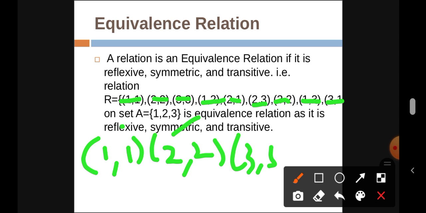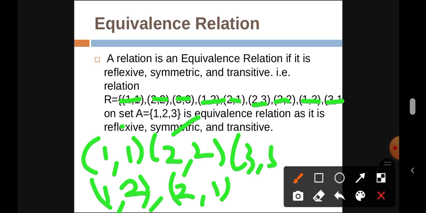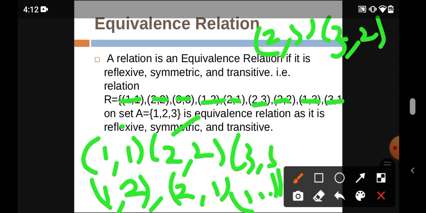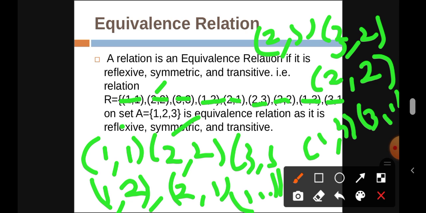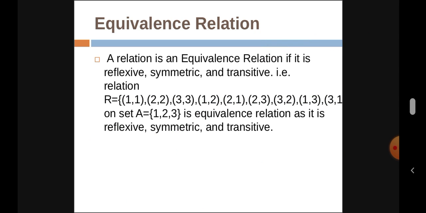Then next one is transitivity. Transitivity means (1,2) is there and (2,1) is there, so it should be (1,1), and (1,1) is also there in the relation. And next is (2,3) and (3,2), then as per the definition, the relation XZ means (2,2), and (2,2) is also there in the relation. And next is (1,3), (3,1), so (1,1). Okay, so all the conditions are satisfied here. So we can say it is an equivalence relation.